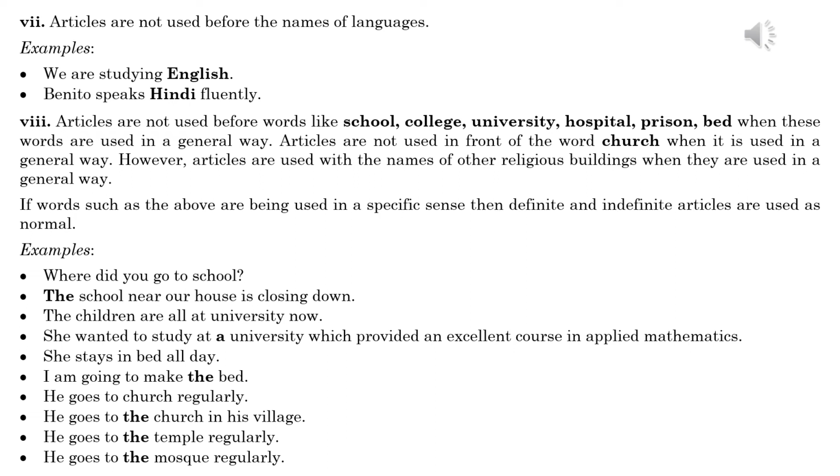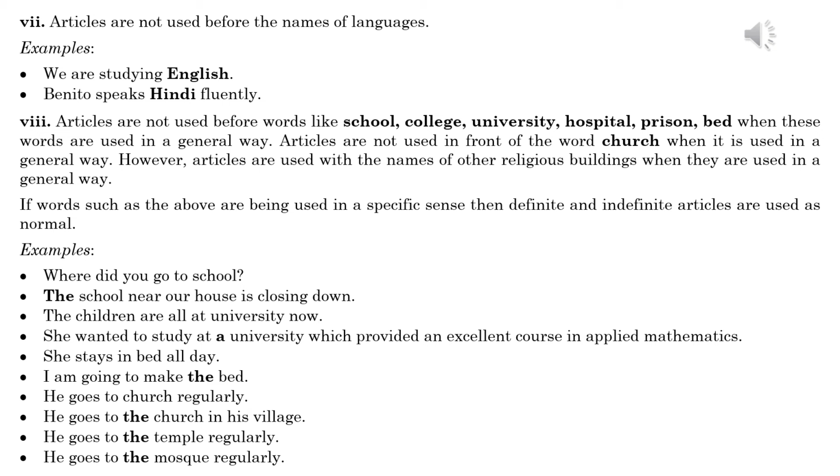Articles are not used before words like school, college, university, hospital, prison, bed, when these words are used in a general way. Articles are not used in front of the word church when it is used in a general way. However, articles are used with the names of other religious buildings when they are used in a general way. If words such as the above are being used in a specific sense, then definite and indefinite articles are used as normal.